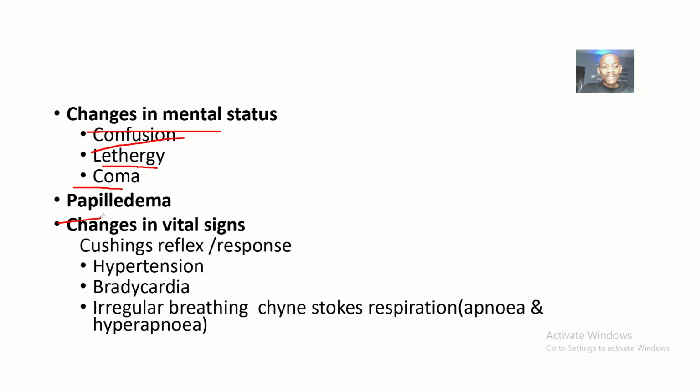Then papilledema is basically like the eyes will be popped out. Not really popped out, it could be that there's inflammation at the back side of the eye. Then changes in vital signs. You have Cushing's reflex and response. The patients who have hypertension could have bradycardia, that's basically reduced heartbeats. Tachycardia is the increased heartbeats. Then there's irregular breathing, Cheyne-Stokes response.